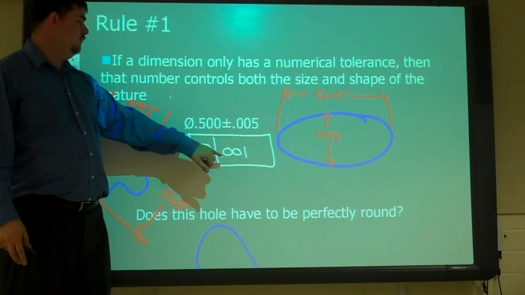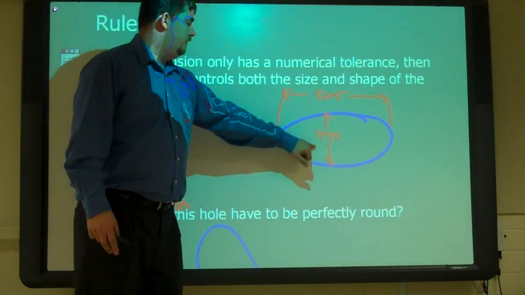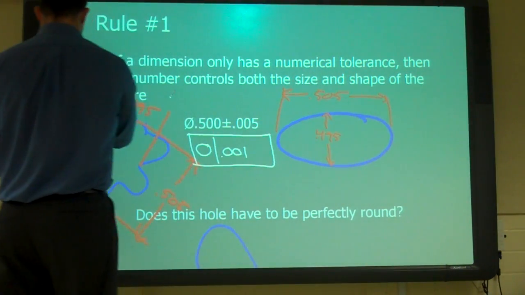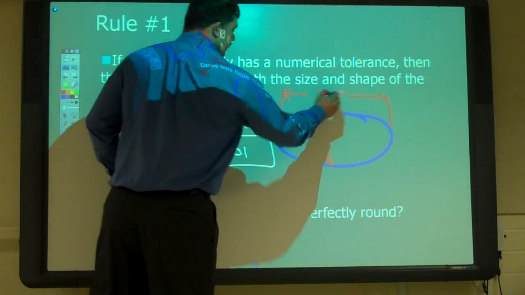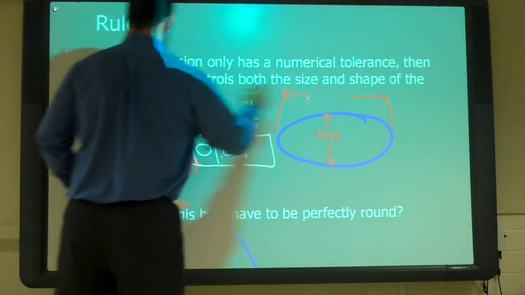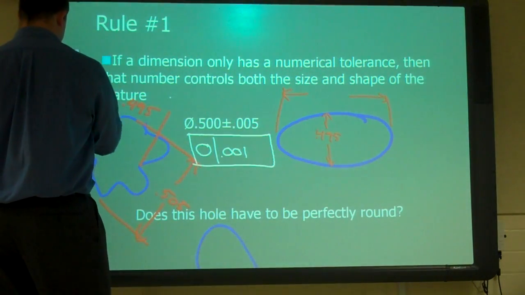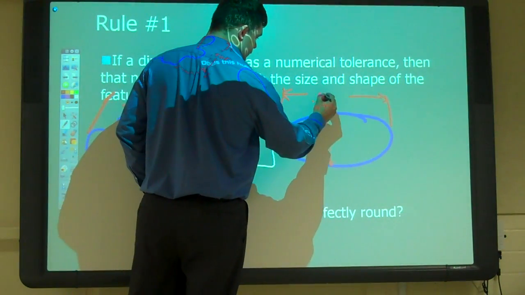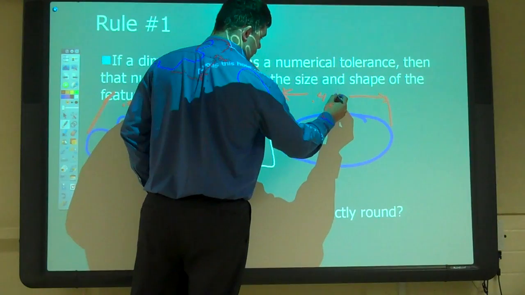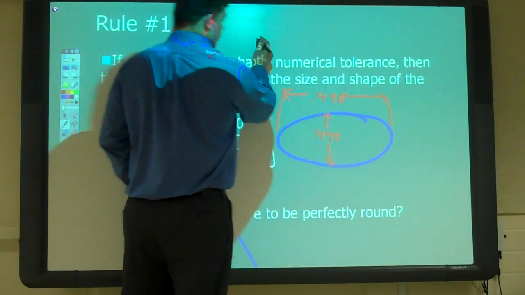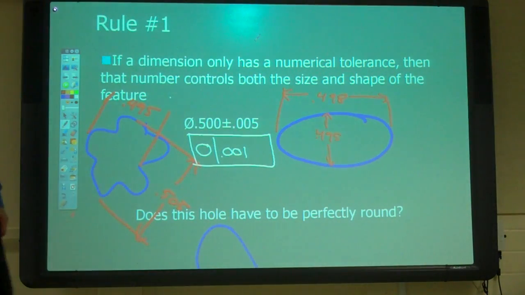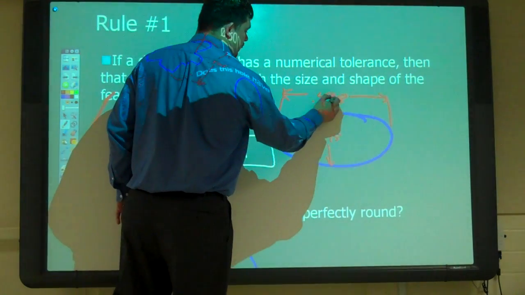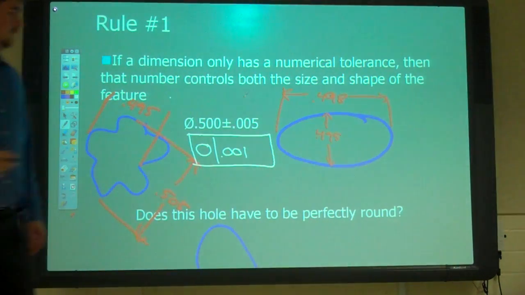So what would happen if you made it, and let's say this measured 498 when you made it. Is that a good part or a bad part?